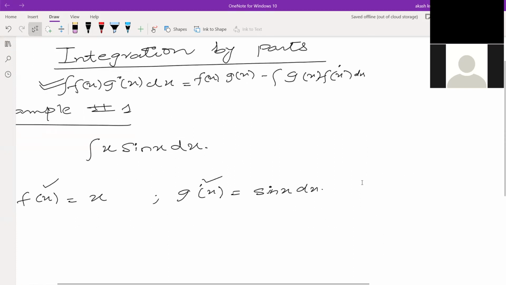Okay. Now we need f of x and g of x. We know f of x is x. We don't know g of x. Why did we choose f of x to be x?